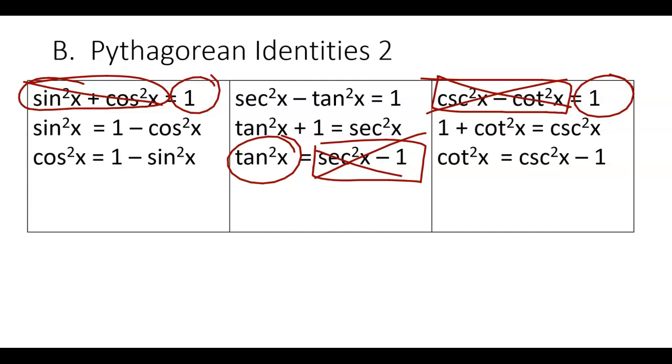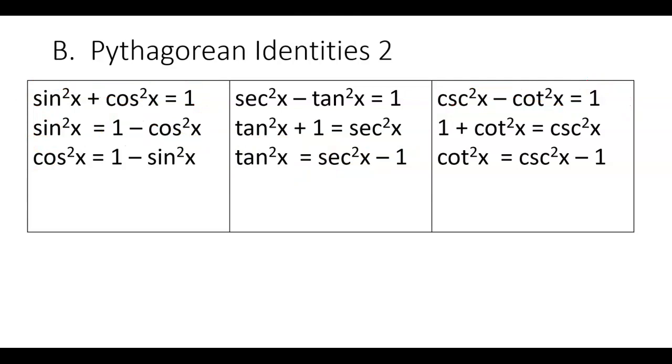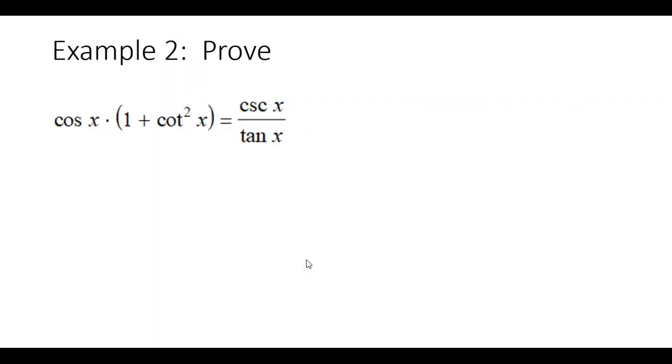Like I said, I always replace the ones that have 2 terms with the identity that has only 1 term. It usually makes things simpler that way, but you can go the opposite direction. I just don't prefer to go that way. All right, so let's go ahead and apply these.